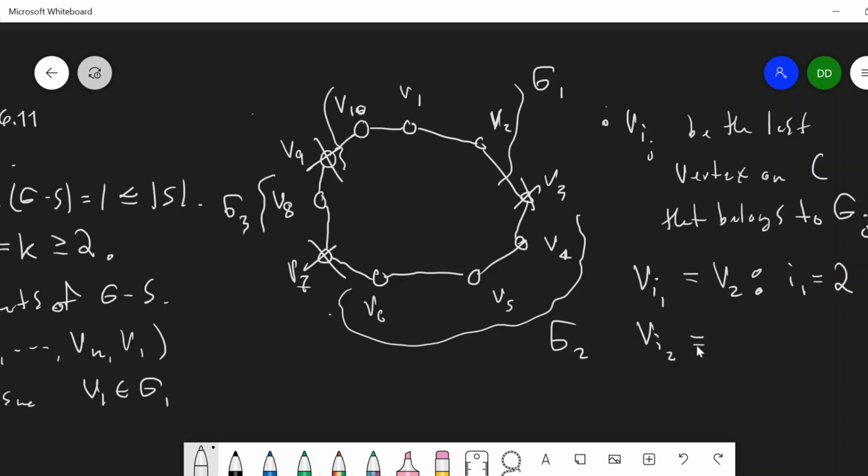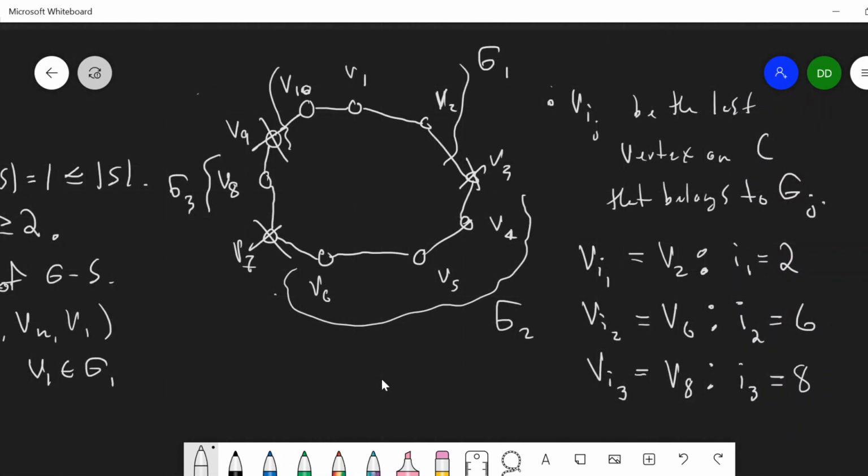V sub i_2 is the last vertex on the cycle that belongs to G sub 2, that's V6. So I_2 is equal to 6. And then finally, V sub i_3. I only have 3 components here, but in general, we can keep doing this. Just let V sub i_j be the last vertex in that component that's on the cycle. This would be V sub 8. So here I can say I_3 is equal to 8.